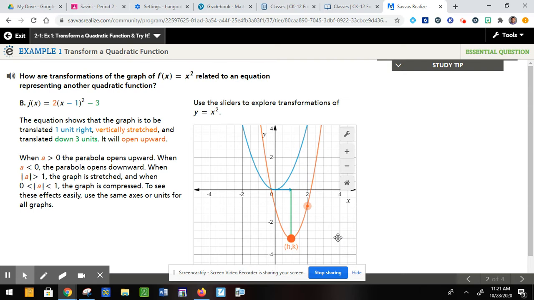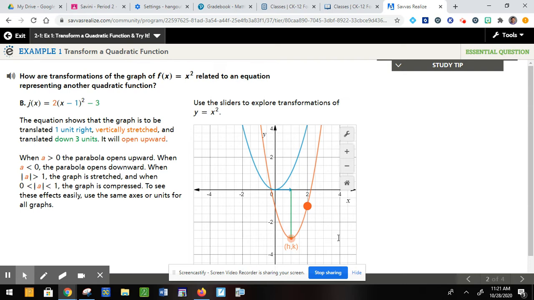So the example of having 2 there, it's a vertical stretch with it being positive. So if that 2 wasn't there, it would look like that. Since the 2 is there, it stretches it up that far.